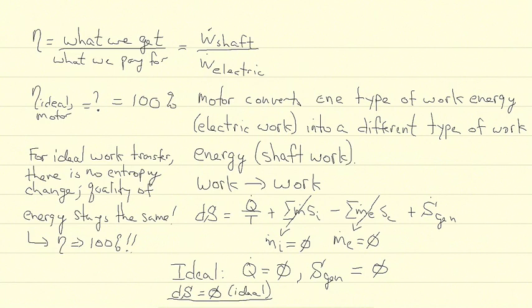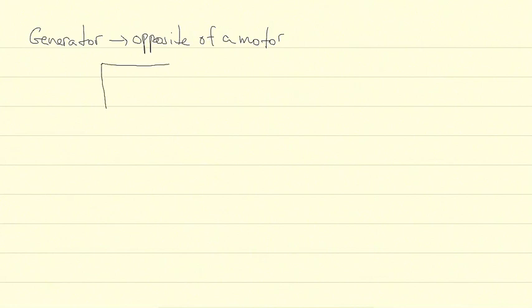Okay, very quickly, let's just very briefly discuss what a generator is. And this is pretty straightforward, simply because a generator is the opposite of a motor. So if a motor takes electrical power and converts it into shaft power, what a generator does is it takes shaft power and converts it into electricity, right? So what does a generator look like, right? We can go ahead and draw our control system just like we did for the motor.